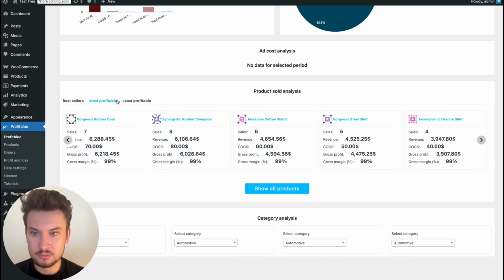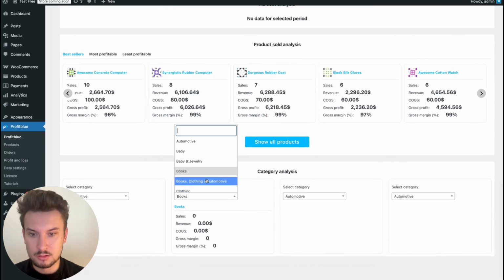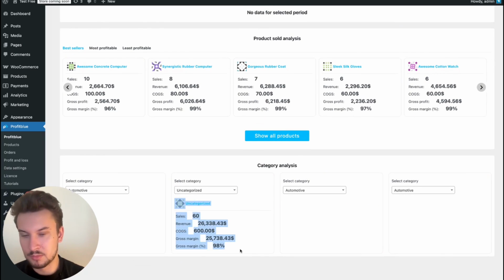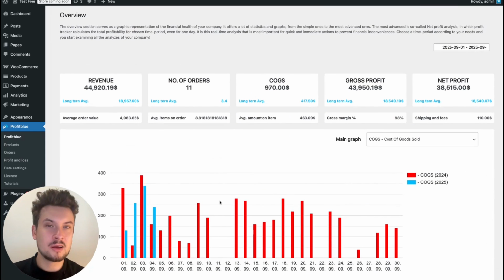You can see the best sellers, most profitable, least profitable, and here you have the category analysis where you can check any category, but we don't have any items in this category. Here we go. We have some items in the uncategorized category. So this is basically how you want to track your profits, and you just need to look at your data. You just need to know what your target is, which number you want to be displayed here.